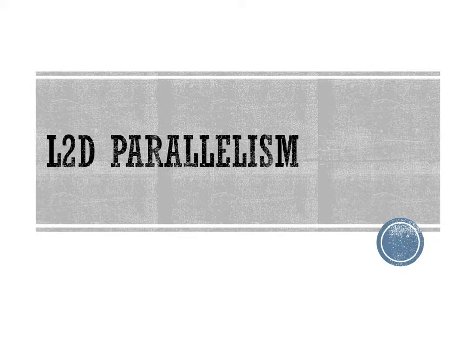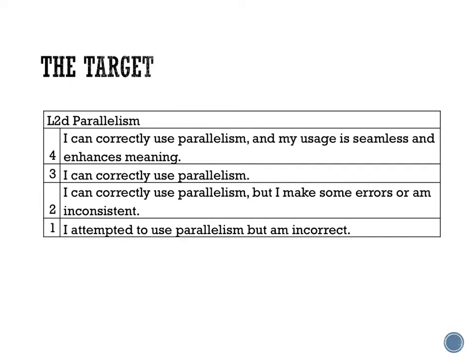L2d Parallelism is a grammatical skill that will help your writing become more clear, and it can be especially applied to anything that involves a list or comparing items. This target, like most of our grammar targets, asks at the 3 level that you can correctly use parallelism.